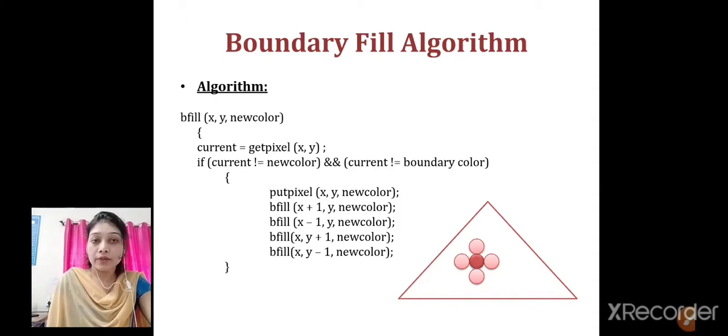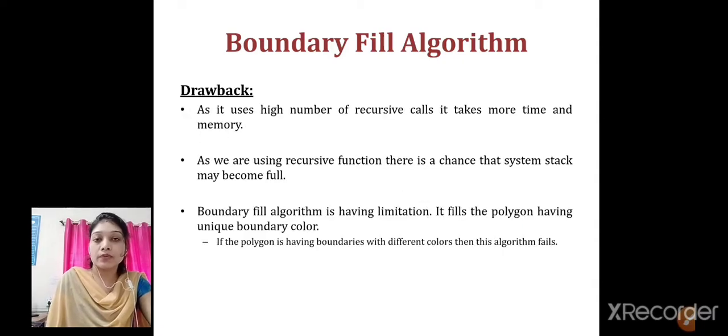So in this way we are filling a polygon with 4 connected pixels. In this way we are going to work with this boundary fill algorithm. Then this pixel will get the new color, right? Again with that new color we are finding its 4 connected pixels. So for the current pixel we are finding the 4 connected pixels. Now what will be the drawback of this boundary fill algorithm?